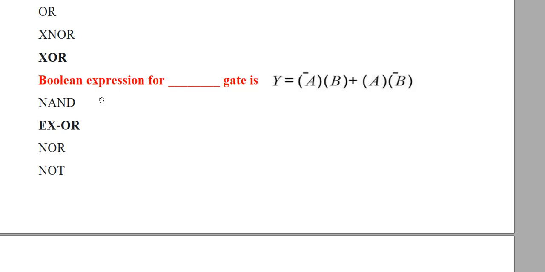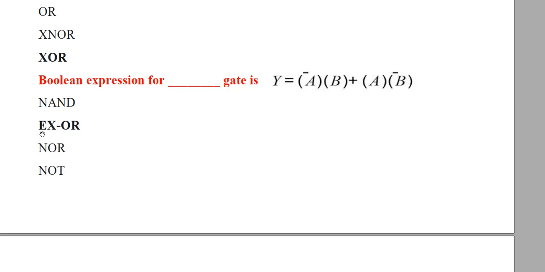The Boolean expression for which gate is given? It is a complement b plus a b complement. So this is the expression of an XOR gate. What is the expression for an XNOR gate? Boolean expression means output equation. So either you can write a XOR b, or you can write a complement b plus a b complement. This output equation of the XOR gate is in the form of basic gates.